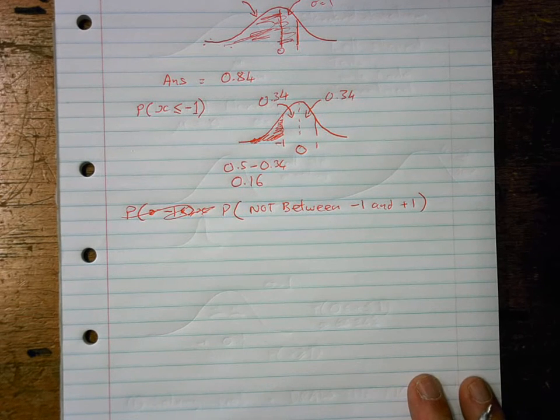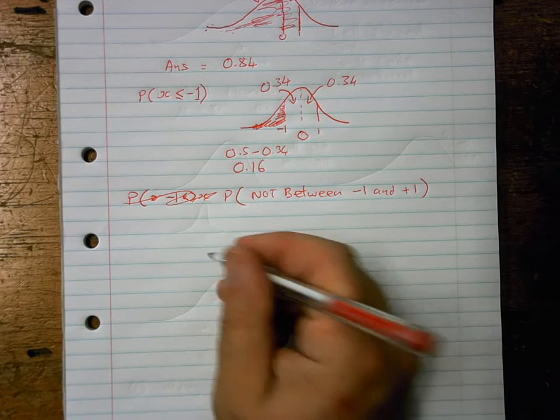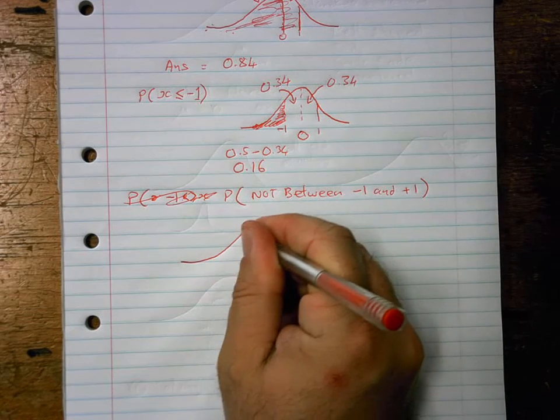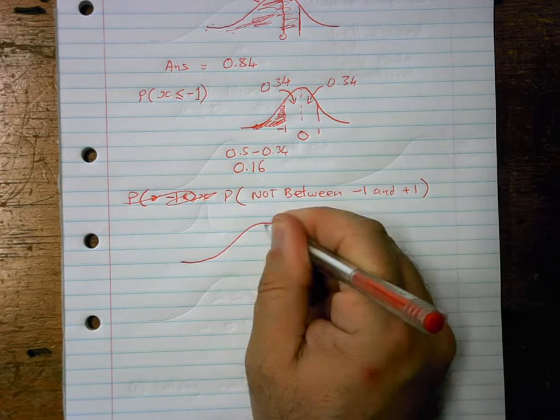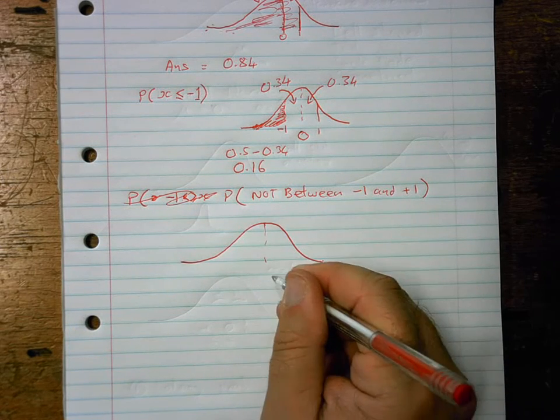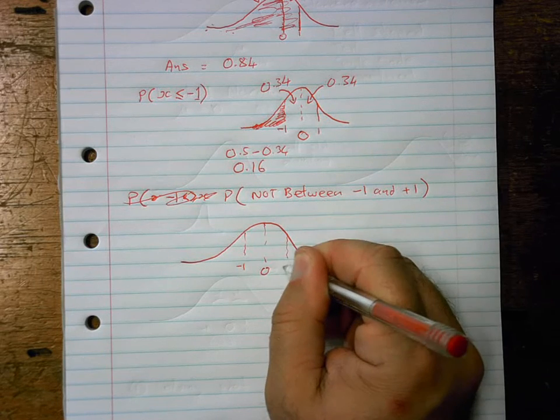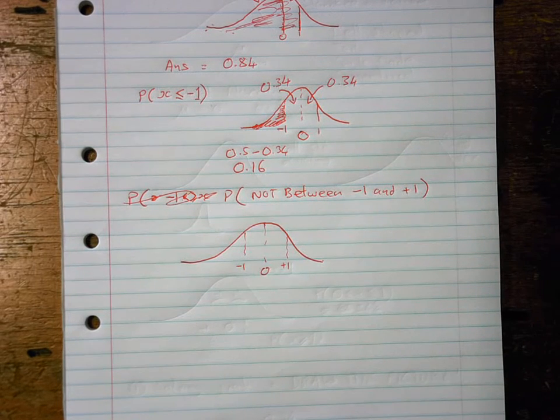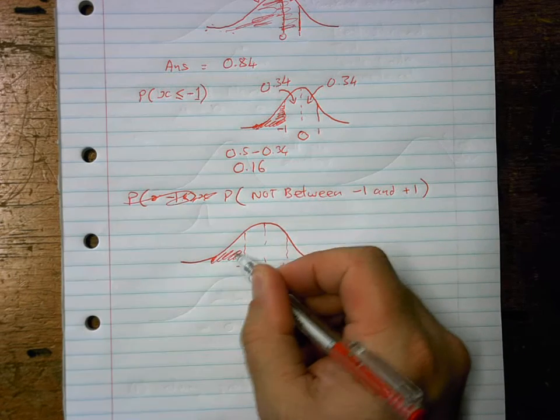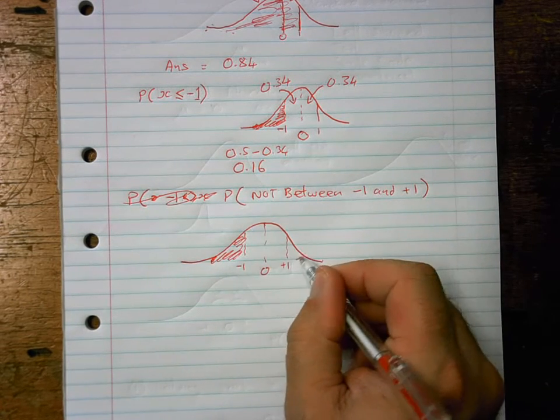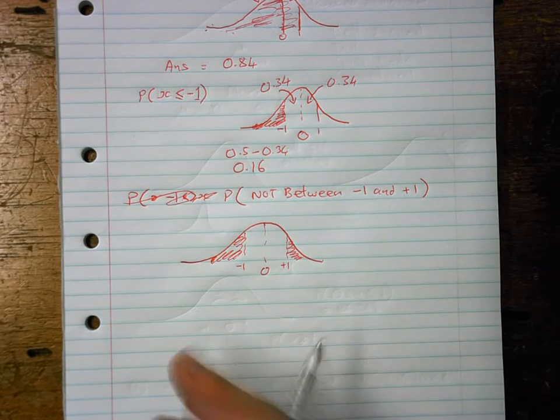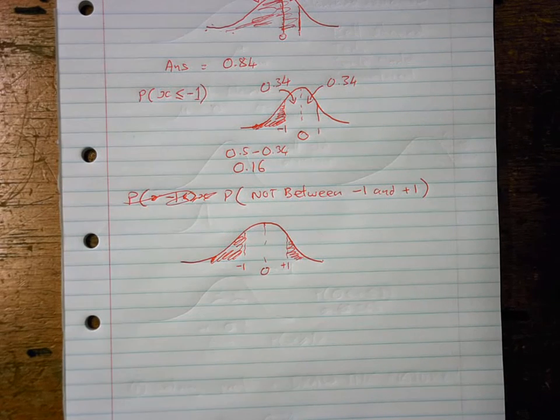What do we do first? We draw the picture. So here we go. What's that number? 0. Here is negative 1. Here is positive 1. Which bit am I going to colour in this time? I'm going to colour in the outsides. That's exactly right. Thank you. I'm going to colour in that bit and that bit, because those are the bits that are not between negative 1 and positive 1.